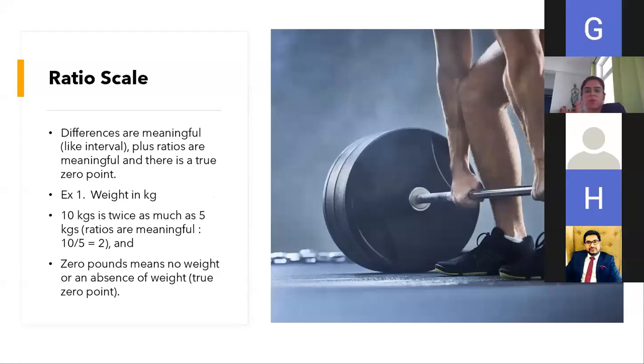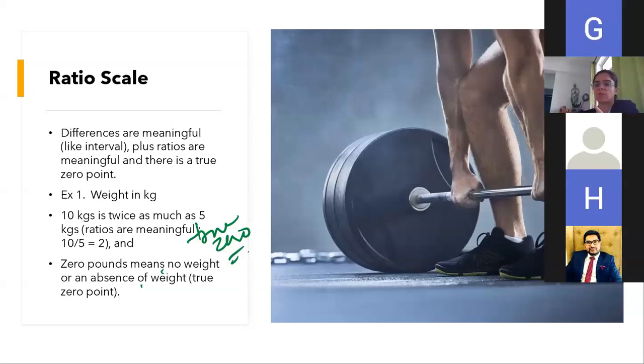Ratio scale means it will have everything. It will have the characteristic of nominal, that is you can identify. It will have characteristics of ordinal, there's going to be an order. It will have the characteristic of interval, that is equally spaced distance. And the fourth one that's very important in ratio scale is that there is a true zero. Okay, so there is a true zero, which was not the condition in interval scale.